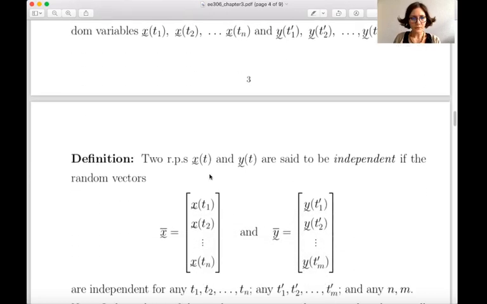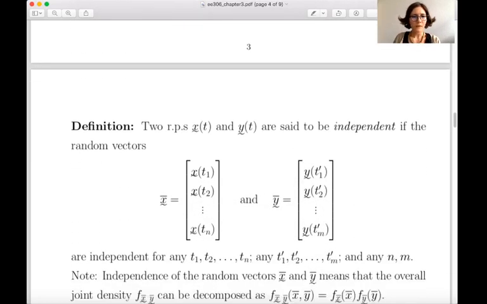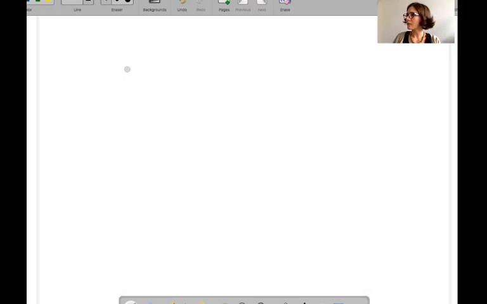Okay, so the first definition we have is here. We'd like to first define the independence of our random processes. As you know, we like making drawings, so let's, oh my god, I have to get used to this virtual whiteboard.